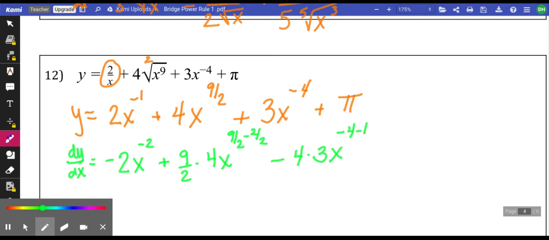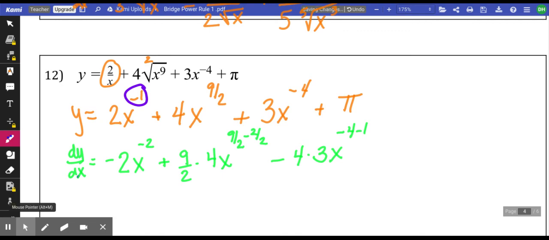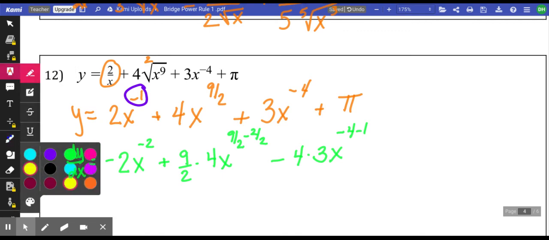All right, take a look at my derivative. I have dy/dx, obviously. I brought this down, so that became negative 2 x to the negative second, because I subtracted 1 up here. Brought this down. So I kept my 4x, and then I did my 9/2 minus 2 over 2. Brought my negative 4 down times 3x. I'm doing negative 4 minus 1. Now, you notice I don't have anything at the end because pi is, remember, 3.14159265358, blah, blah, blah. It is a constant. So its derivative is 0.